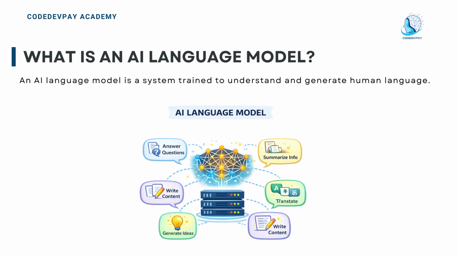In simple terms, we can say an AI language model is a system that is trained to understand and generate human language. An AI language model can answer questions, write text, explain concepts, summarize information, generate ideas, and translate languages.